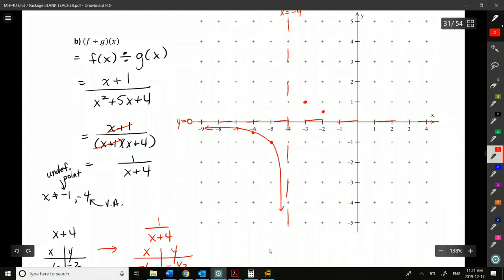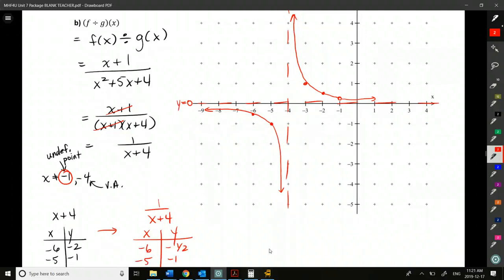And at -1, remember we have an undefined point. So this is just penciled in as a little hollow point there. You can sub in -1 to figure out what exactly that value is. If I plug in -1 here, I get 1 over 3. So I put it approximately at 1/3 here. Just a hollow point, yep.